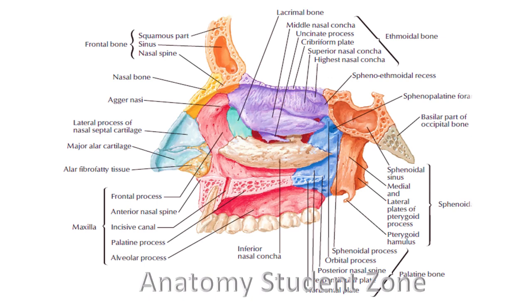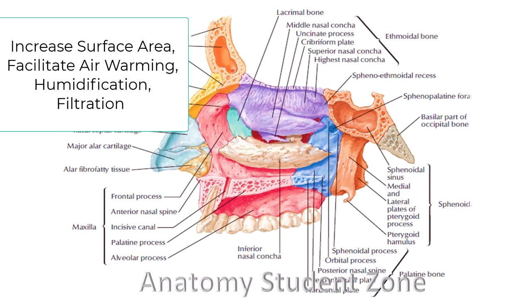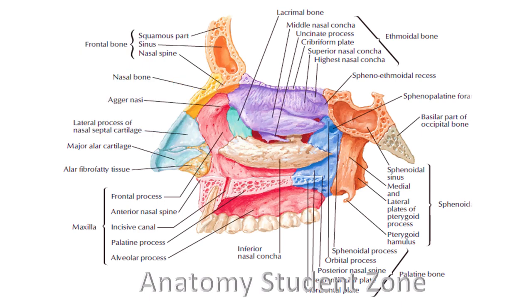So why are these concha here, or why has nature placed these concha? It's just to increase the surface area of the nasal cavity. They facilitate air warming, humidification, and also filtration. Below each concha there is a space that we name the meatus. The meatus is just like a passage, and of course, this passage is for air, and it is also for sinus drainage.